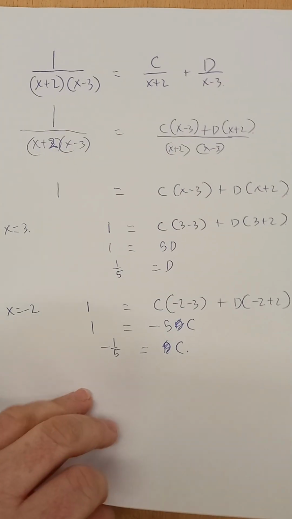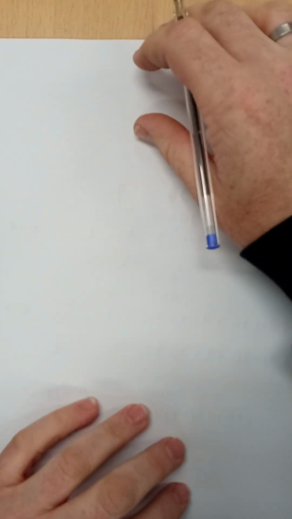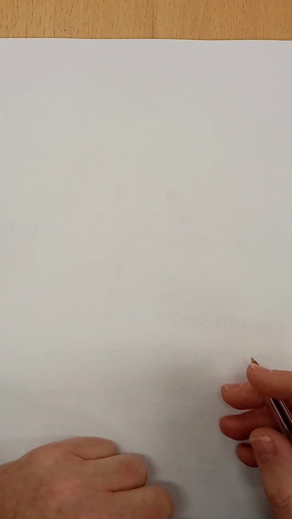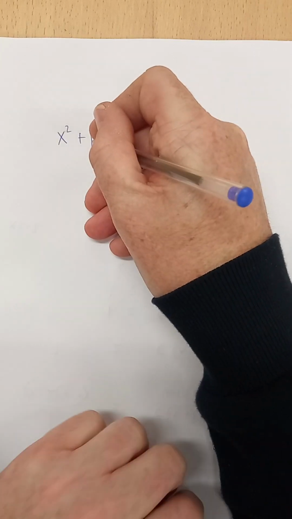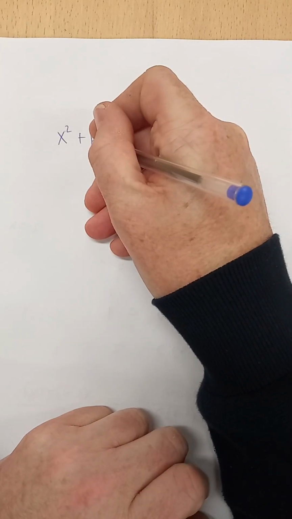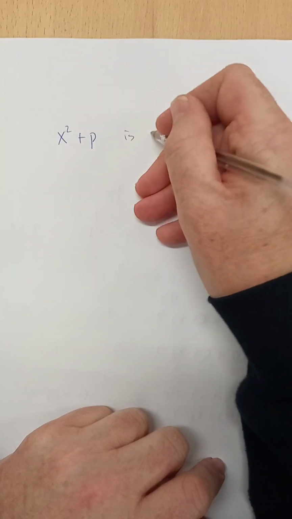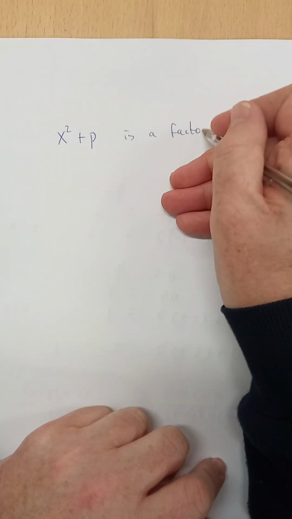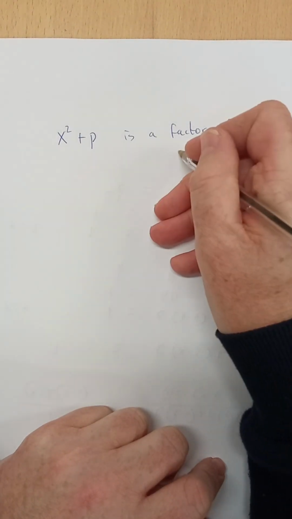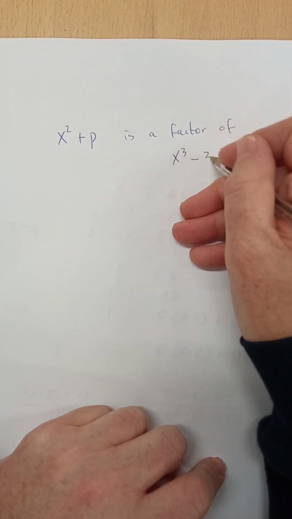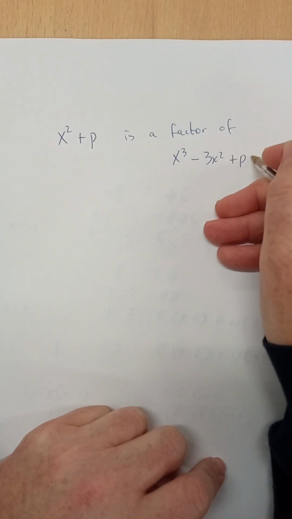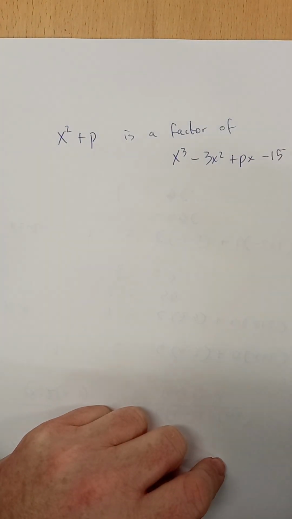Now, let's go on to the more fun type of identity questions. And that would be a case like this. Let me find a nice one here. x squared plus p is a factor of x cubed minus 3x squared plus px minus 15. Find p.